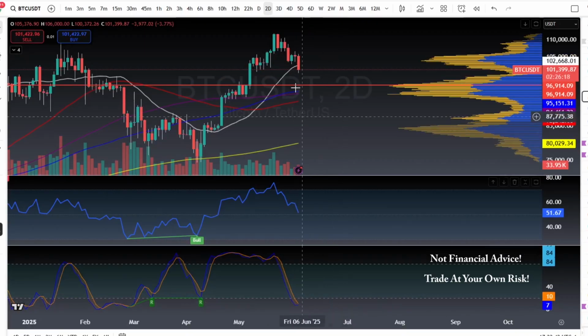On the 2-day chart, stochastics are getting low, but we could still be here for a long time dragging, and we just lost the 21-day moving average on this, which is currently at 102,669. It's not looking good, guys.